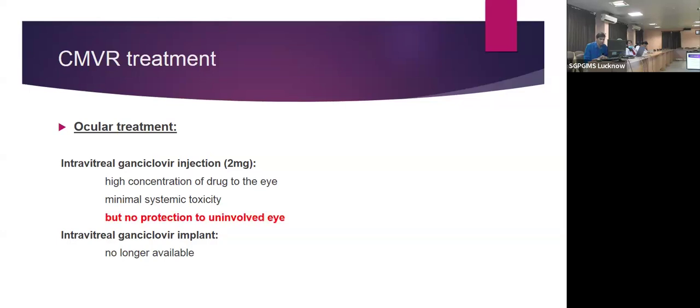But the only problem is that the other eye cannot be protected. In the normal or uninvolved eye, it does not give any protection, while systemic treatment gives protection, to whatsoever degree, to both eyes.